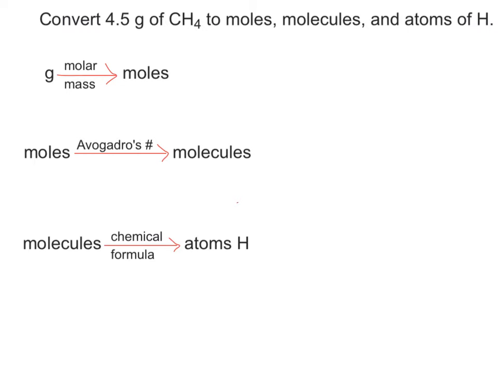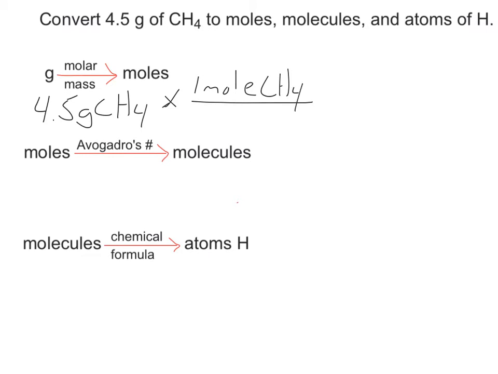So, to set this up, the first thing is we're starting with 4.5 grams of CH4, and we're going to convert that to moles of CH4. So, we know that in 1 mole of CH4, we have a total of 16 grams. Our grams of CH4 cancel, and so what we're left with is 0.28 moles of CH4.